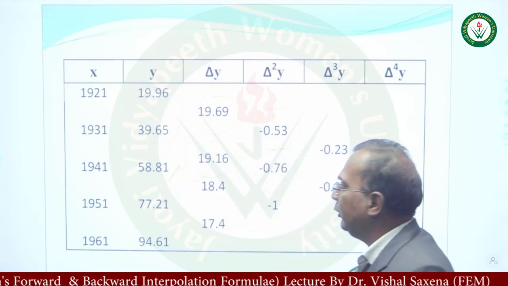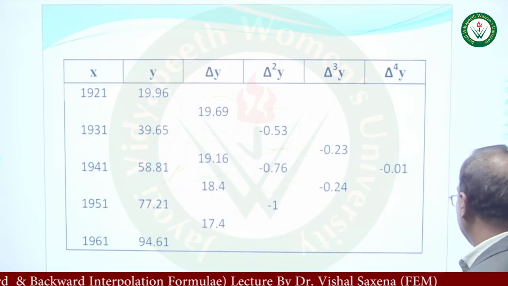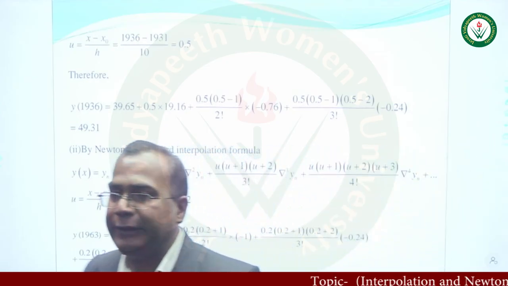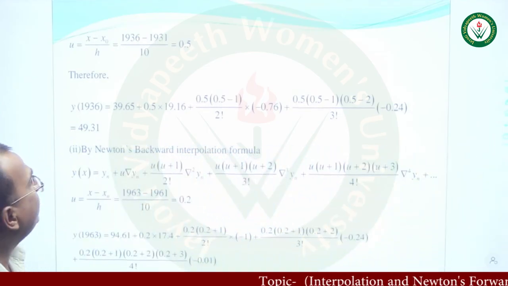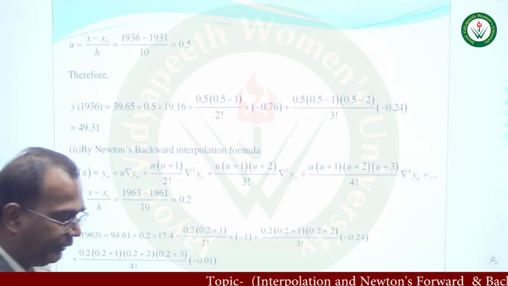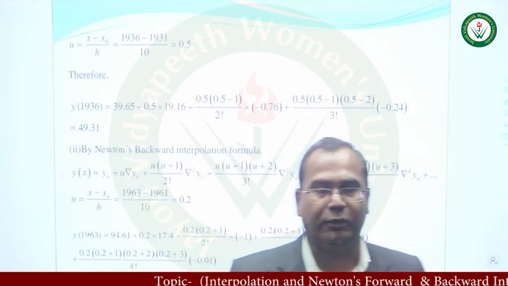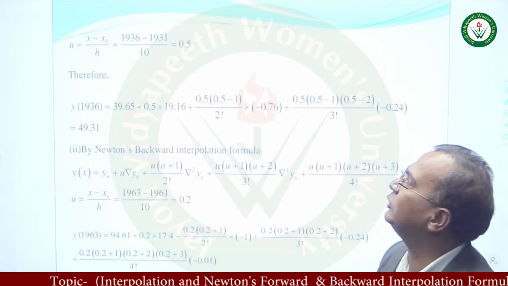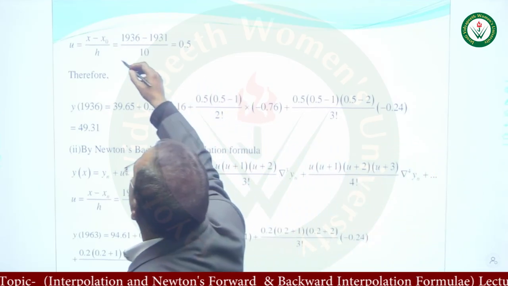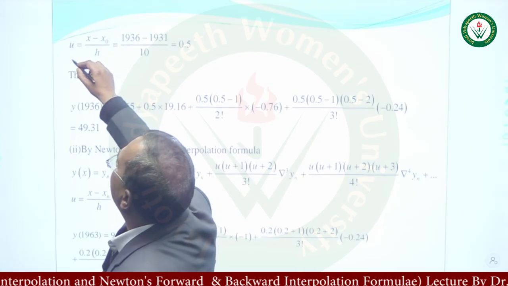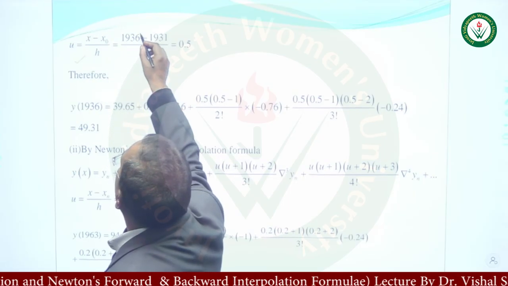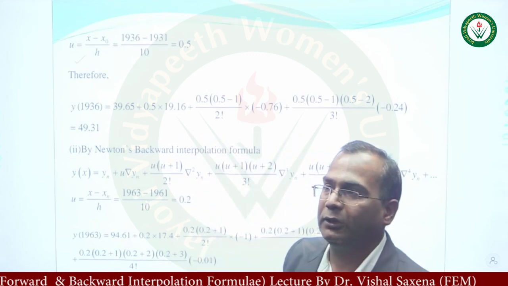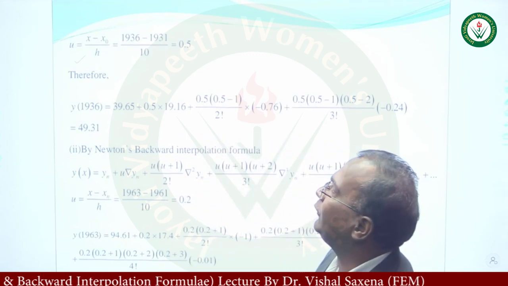Now how can we apply the formula here? Look at this one in the next table. First for 1936, because it is coming in the beginning of the table, we have to use Newton's forward interpolation formula. And look at this one, what is x there? First we have to calculate u. U here is equal to x minus x naught upon h. And what is x naught? X naught is taken as the first value.